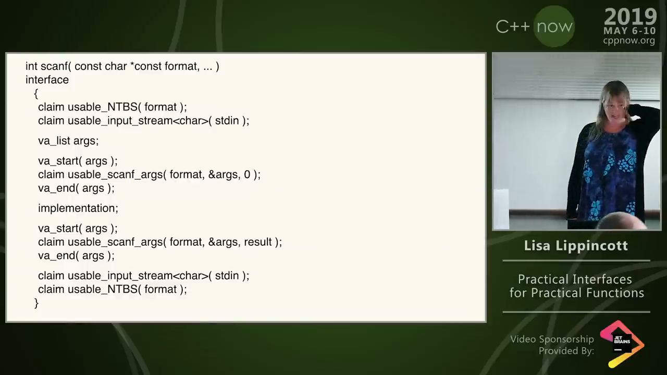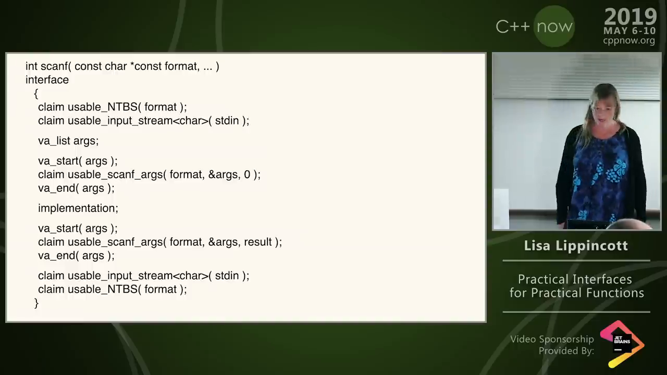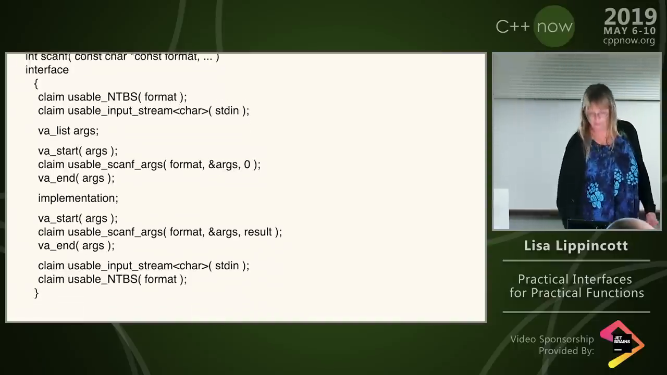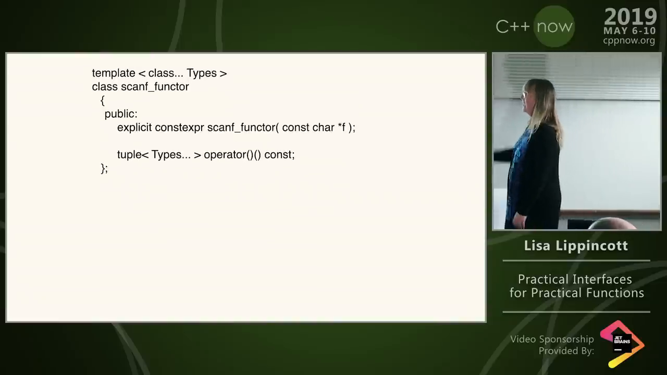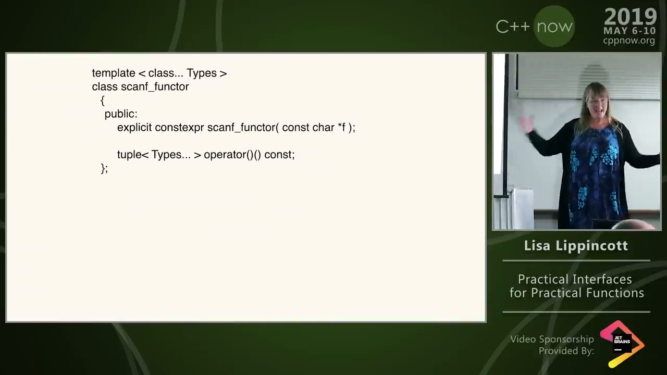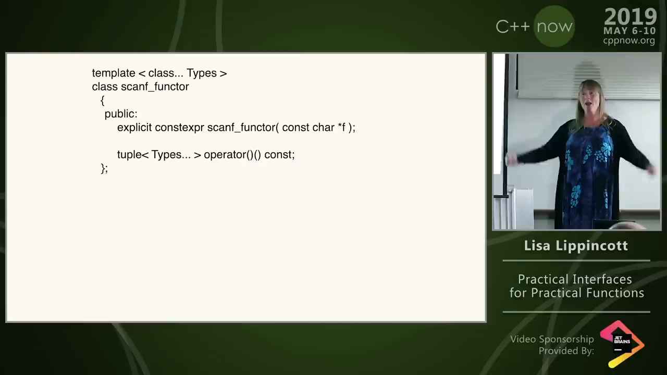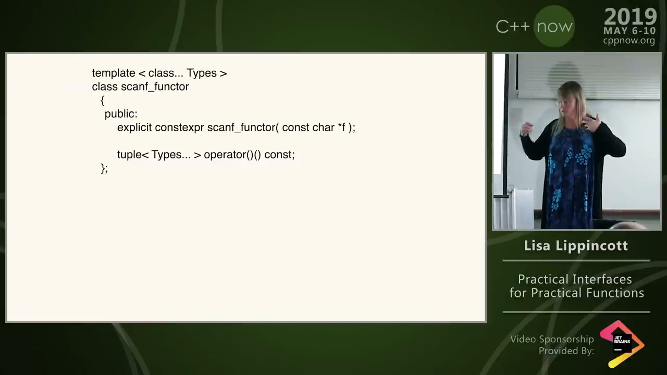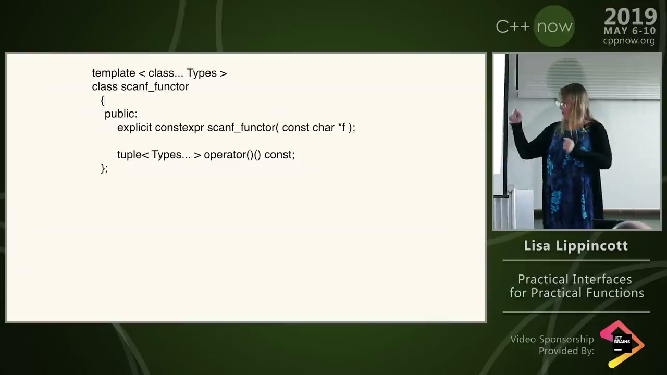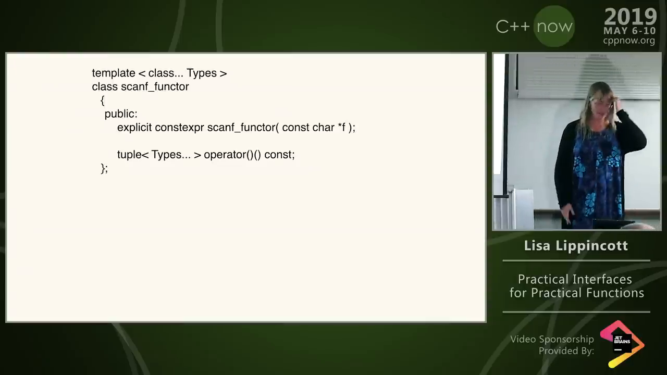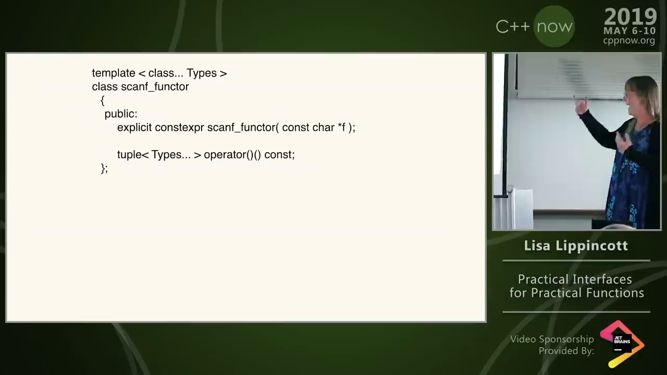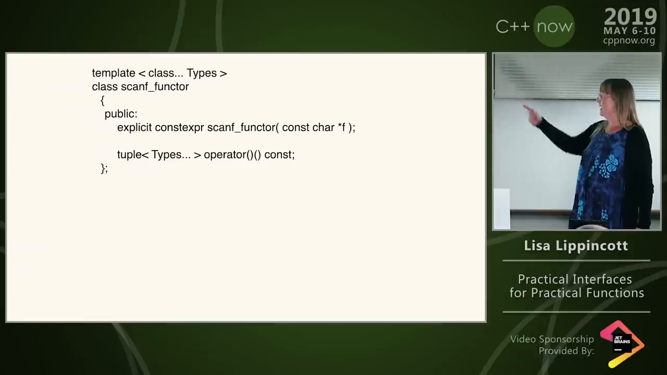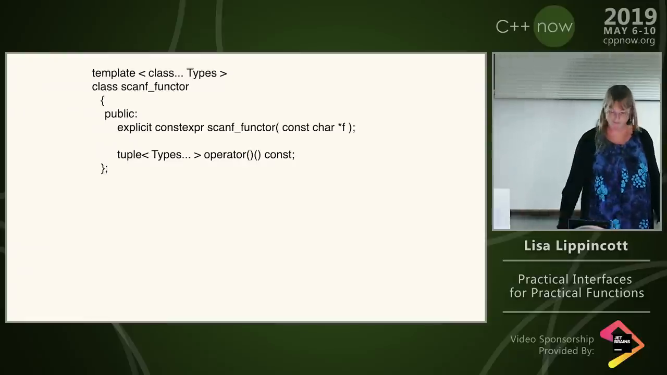So there's scanf. We can try making a better interface for scanf. If I was making a better interface for scanf, I'd actually make it a functor that has a set of types it's definitely going to give you as things returned from the functor, so that we can just take our input as parameters and take our output as function results and have happy functions. So here, it has a constructor, and it has operator parens that returns a tuple.